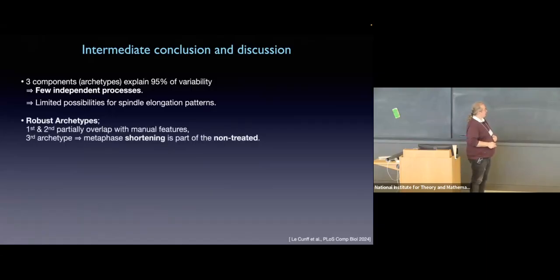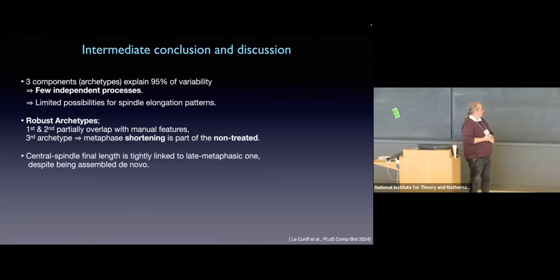The two first archetypes are robust, I guess that was clear for you. The two first ones are more or less overlapping the manual features that were used previously. It's detailed in the publication if you are curious, so we can talk about that later. The third archetype about the shortening was a bit more puzzling for us because it's already present in non-treated. And we were wondering what it could be. Is it maybe the signature of a mechanism that corrects the attachment or something like that? I don't know.